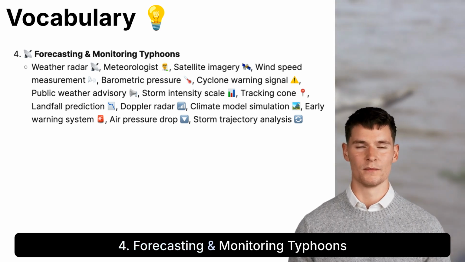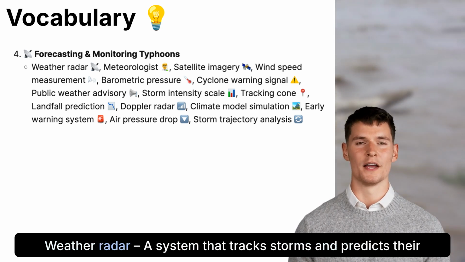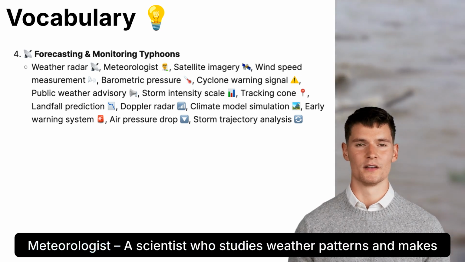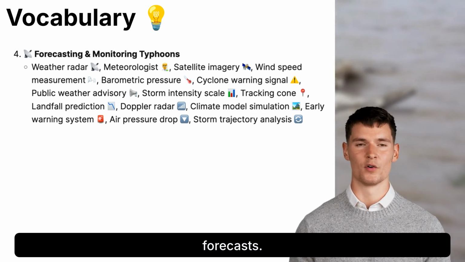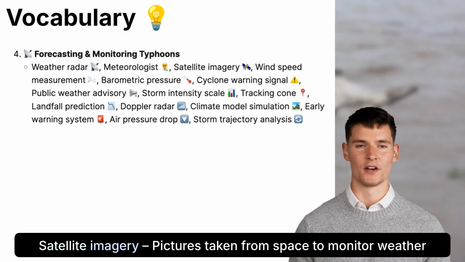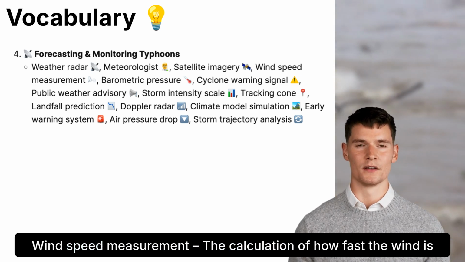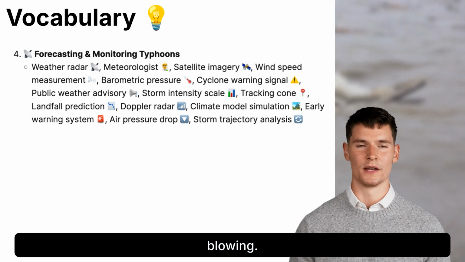4. Forecasting and monitoring typhoons. Weather radar, a system that tracks storms and predicts their movements. Meteorologist, a scientist who studies weather patterns and makes forecasts. Satellite imagery, pictures taken from space to monitor weather systems. Wind speed measurement, the calculation of how fast the wind is blowing.